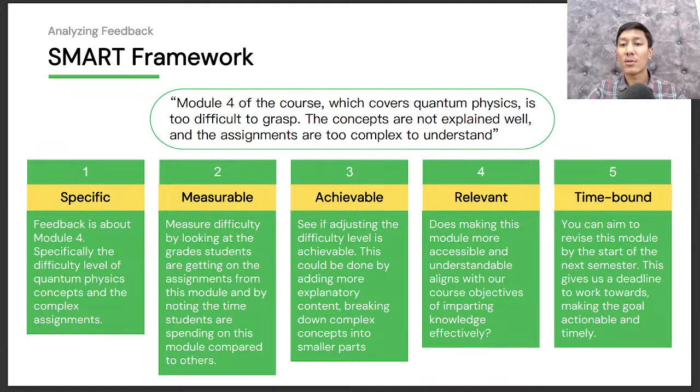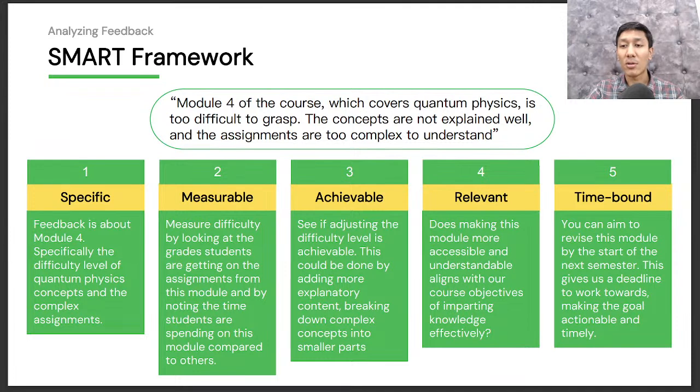Now, moving on to the fourth part, which is relevant. Does making this module more accessible and understandable align with our course objectives of imparting knowledge effectively? So before making a change based on a feedback, you have to see whether that change is actually supporting your learning objectives or not. If it's not supporting your learning objectives, if it's not supporting the learners, if it's not supporting well-mannered learning, then you know that implementing that change from the feedback is not that important a change that you need to implement, right?